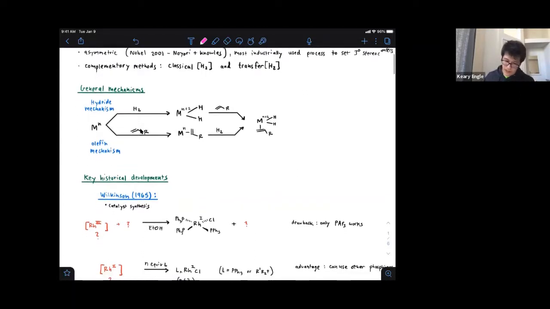And then there are two flavors of hydrogenation that we'll talk about. We'll focus mostly on classical, and then there's another process called transfer, where typically a hydrogen donor like isopropanol is serving as the H2 source for hydrogenation of a carbonyl compound.